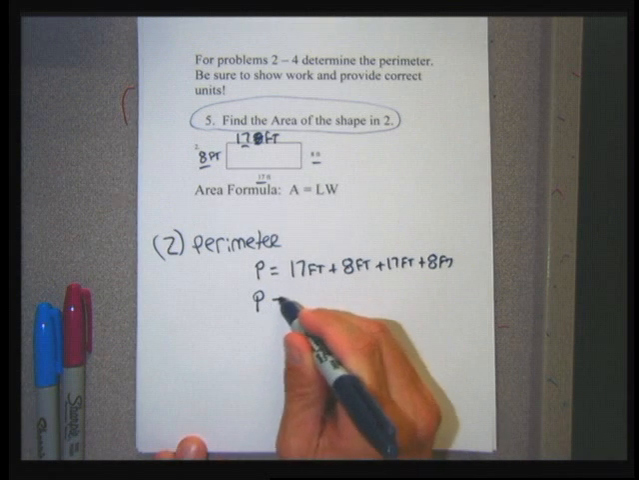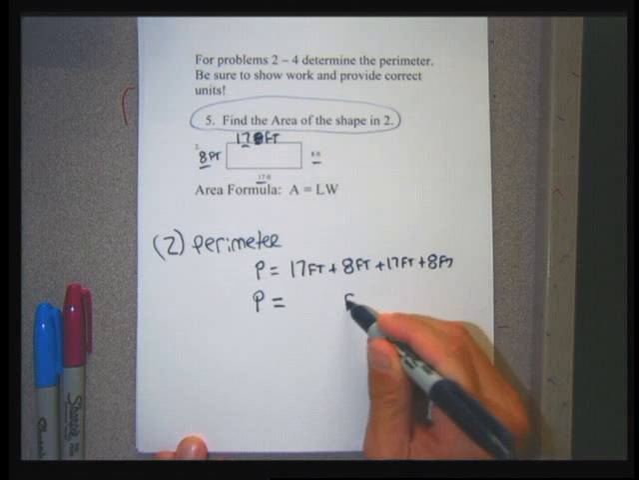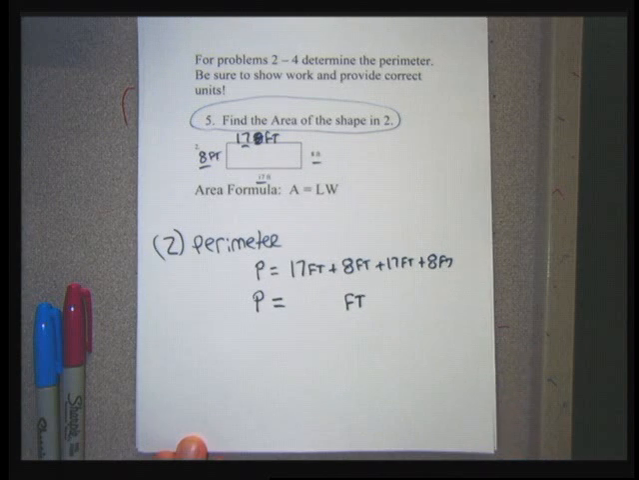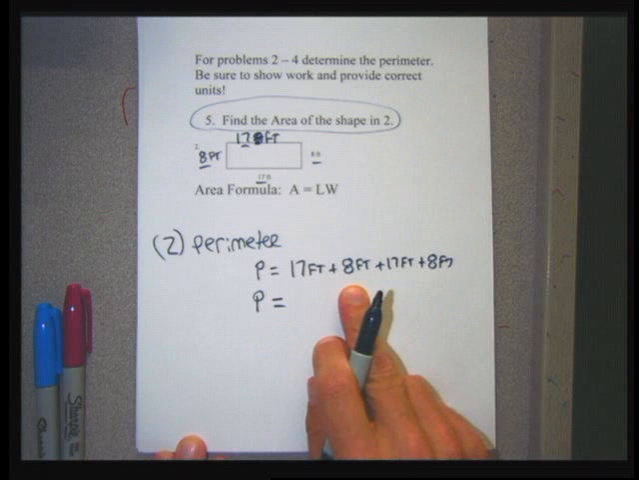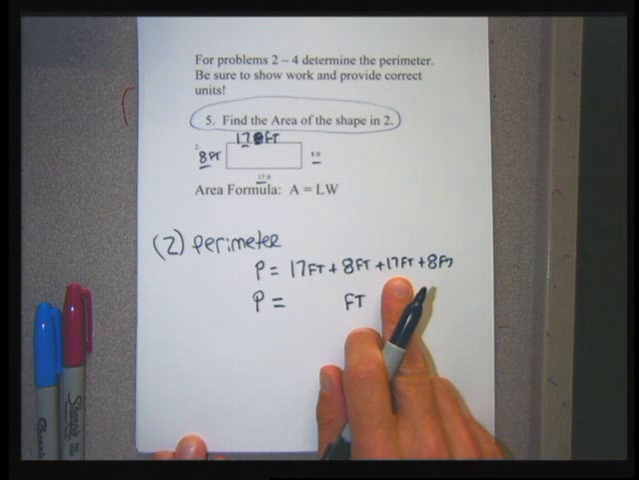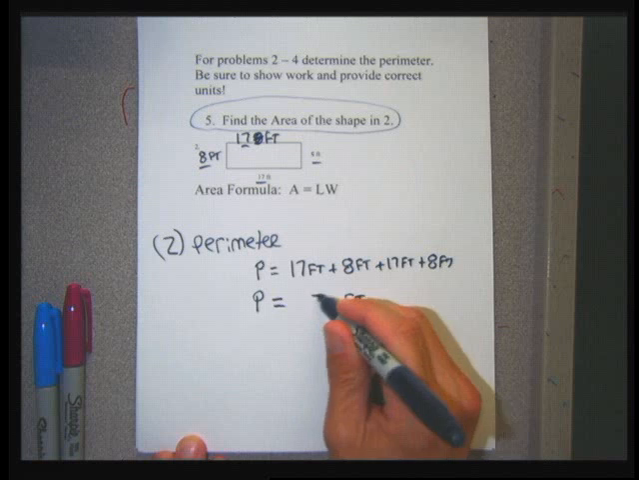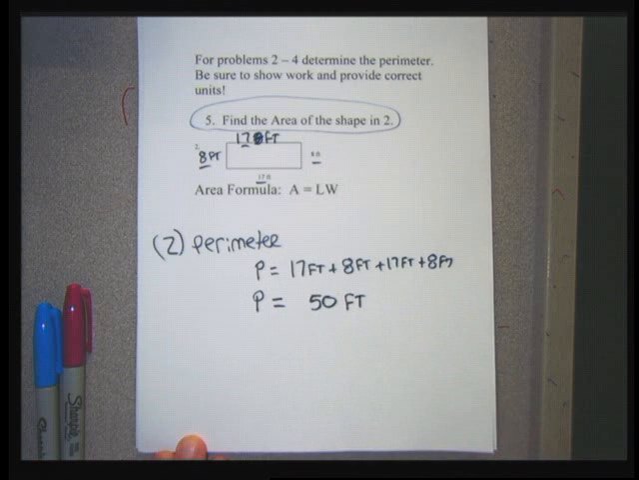I'm going to write P for perimeter. When I'm adding, I'm not getting square units. The units are just going to stay feet. And then when I add the numbers, 17 plus 8 is 25. 25 plus 17 is 42, plus 8 is 50. And the answer, the perimeter of this is 50 feet. That's the answer to number 2.